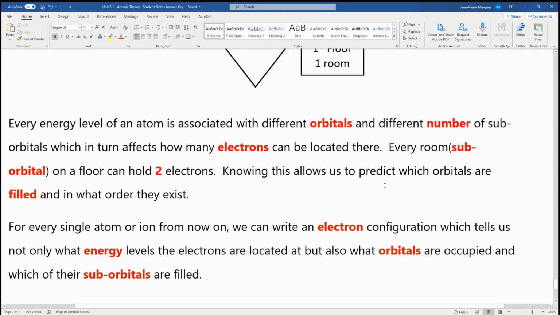So for every single atom or ion from now on, where you're trying to place your electrons, you're going to write something called an electron configuration. An electron configuration is basically a code or a bit of information which not only tells you the energy levels the electrons exist on, but what orbitals they are placed into and which suborbitals are filled. And that you're going to learn next class.